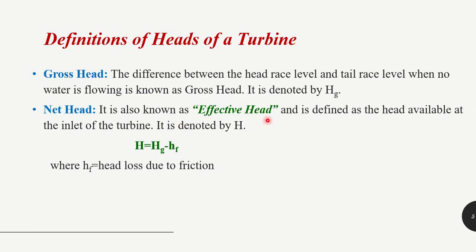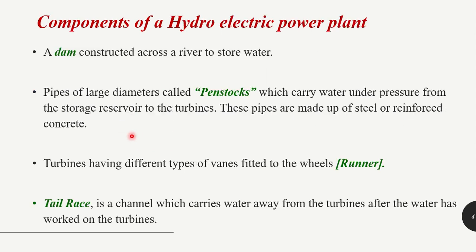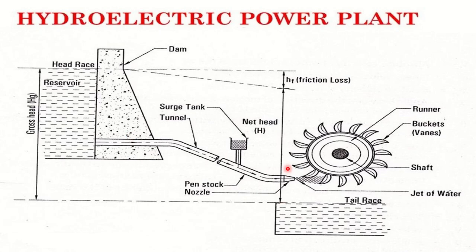It's also known as effective head and is defined as the head available at the inlet of the turbine. You can observe this net head H is equal to gross head minus HF. You generally have the terms gross salary and net salary. Gross salary is what is actually assigned to you. Net salary is what you get into your hand after all deductions.